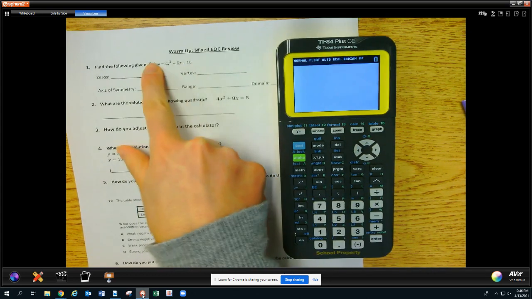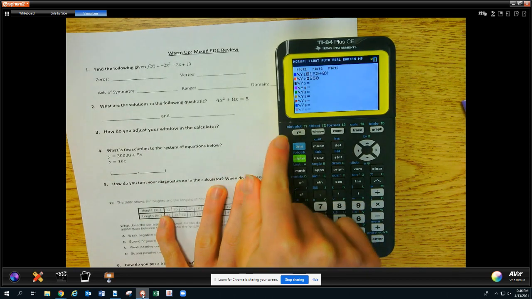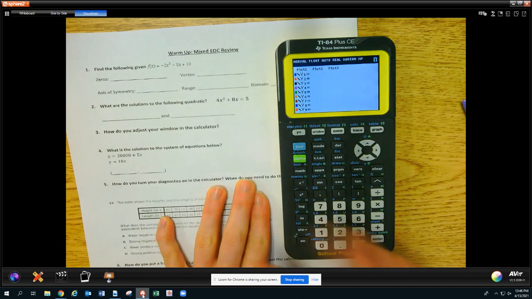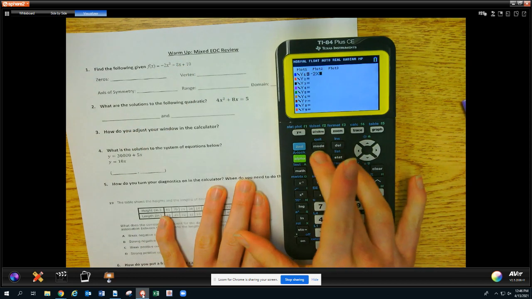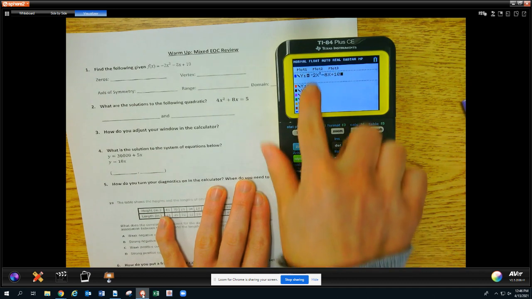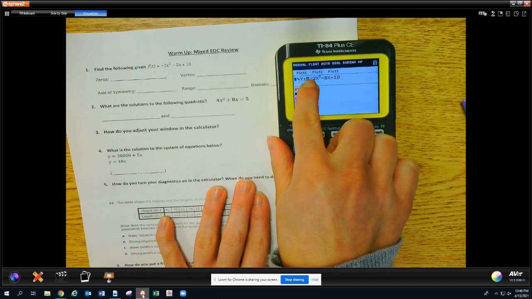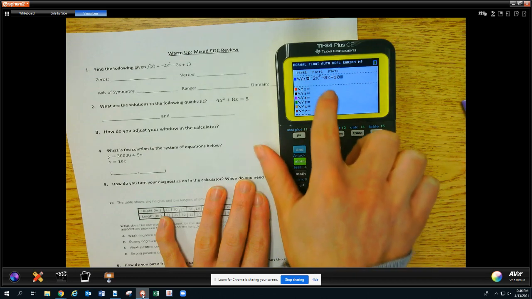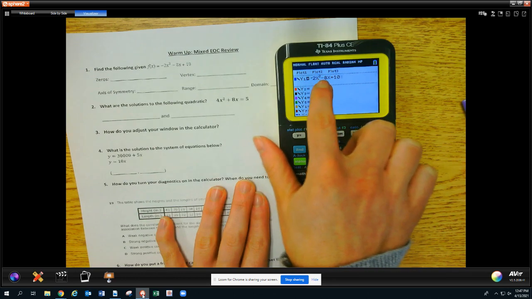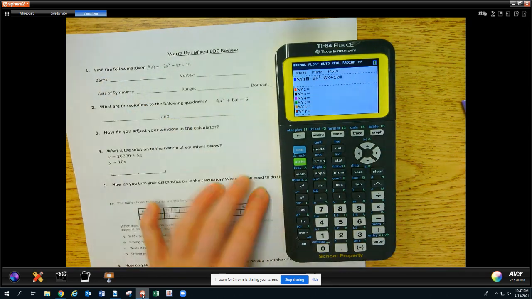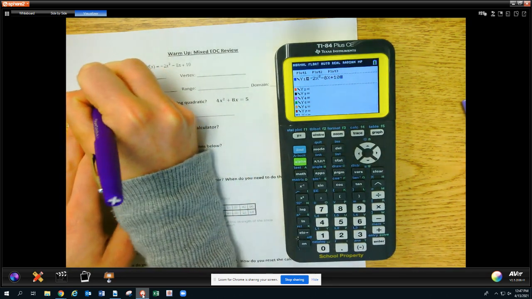Anytime you have a quadratic equation, you can go to y equals, clear what's in there, and type in negative 2x squared minus 8x plus 10. If it's a leading negative, meaning there's nothing in front of it, you need to use the negative sign. If it's an operation between two terms, you need to use the minus sign. Okay, and so for the zeros, remember that's the exact same thing as x-intercept.